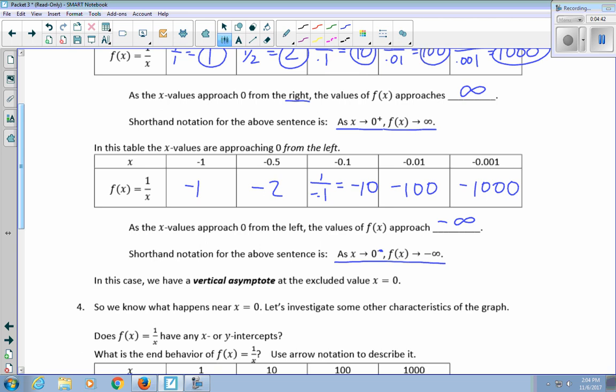So that means that as I approach 0 from either side, the function blows up or blows down, and we call that a vertical asymptote at the excluded value of x equals 0.